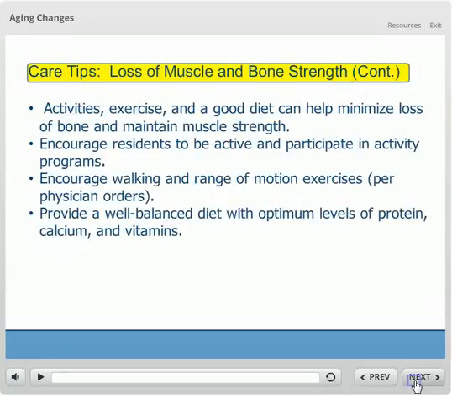More care tips include activities, exercise, and a good diet can help minimize loss of bone and maintain muscle strength. So encourage residents to be active and participate in activity programs. Encourage walking and range of motion exercise, certainly with physician approval. And provide a well-balanced diet with optimum levels of protein, calcium, and vitamins.